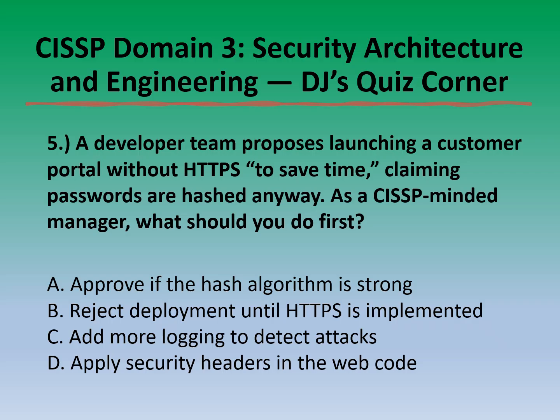Question 5. A developer team proposes launching a customer portal without HTTPS to save time, claiming passwords are hashed anyway. As a CISSP-minded manager, what should you do first? A. Approve if the hash algorithm is strong. B. Reject deployment until HTTPS is implemented. C. Add more logging to detect attacks. D. Apply security headers in the web code.